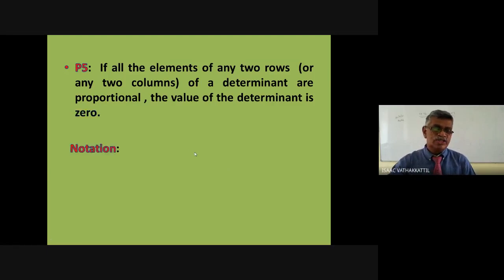Simple notation: if Ri is similar to or proportional to Rj, or Ci is proportional to Cj, the value of the determinant is 0. Proof is not necessary here for us.